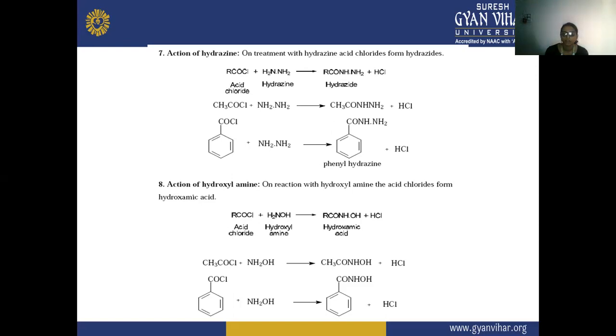So in this, the acid chloride is reacting with the hydroxylamine, that is NH2OH. Here you can see OH is also there with NH2, so its name is hydroxylamine. So the acid chloride is reacting with this H2NOH, hydroxylamine, and there is a formation of hydroxamic acid. So hydroxamic acid is formed plus HCl is also formed.